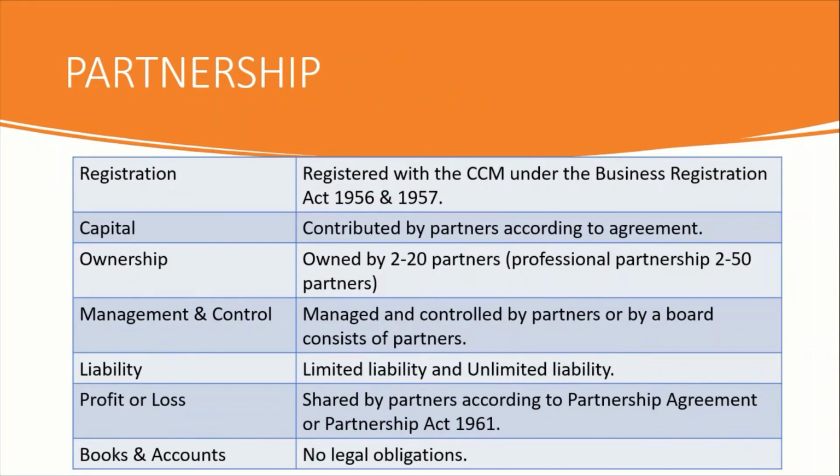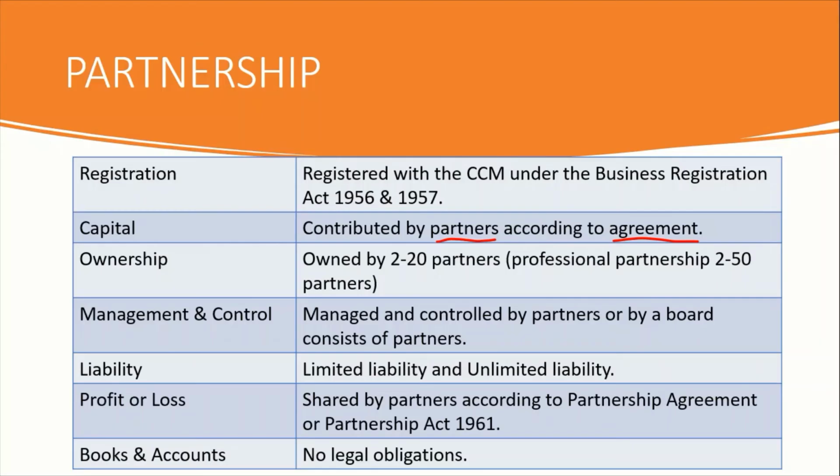For partnership, registration is with CCM under the Business Registration Act 1956 and 1957. The capital is contributed by partners according to agreement. So the capital will be contributed by partners as agreed. Ownership must be 2 until a maximum of 20 partners, while for professional partnership it would be 2 until 50. So this is a partnership.